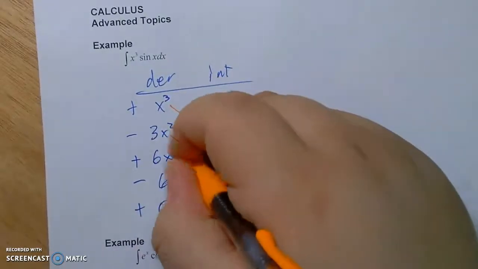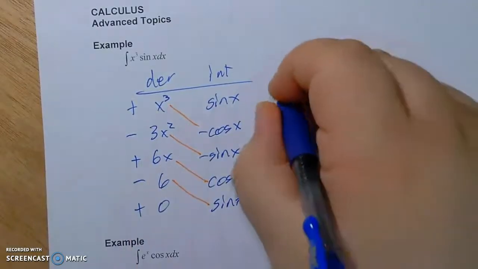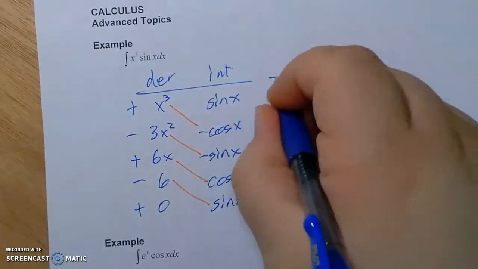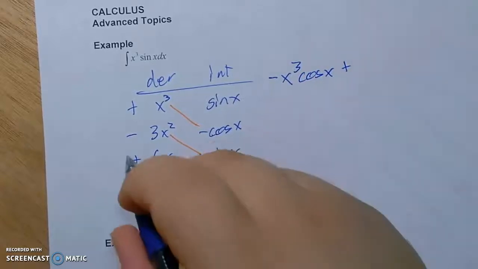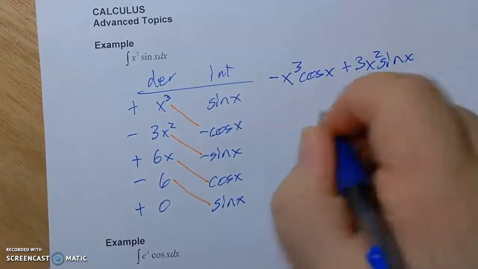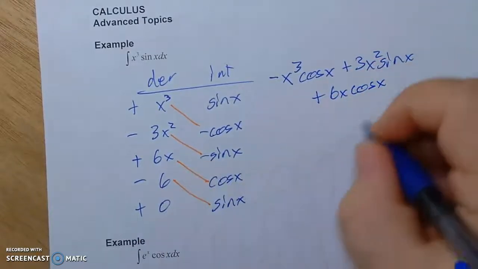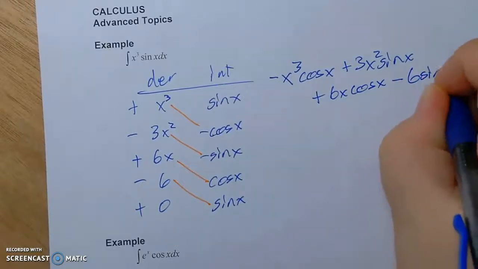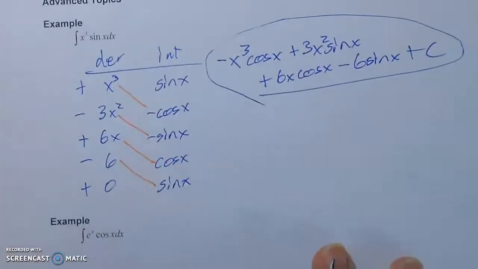We're going to, again, connect these through the diagonals there. We'll start with x cubed. There's a minus sign, so minus x cubed cosine x plus, because of minus minus, 3x squared sine x plus 6x cosine x minus 6 sine x plus c. Way better than trying to do integration by parts multiple times in the normal fashion.